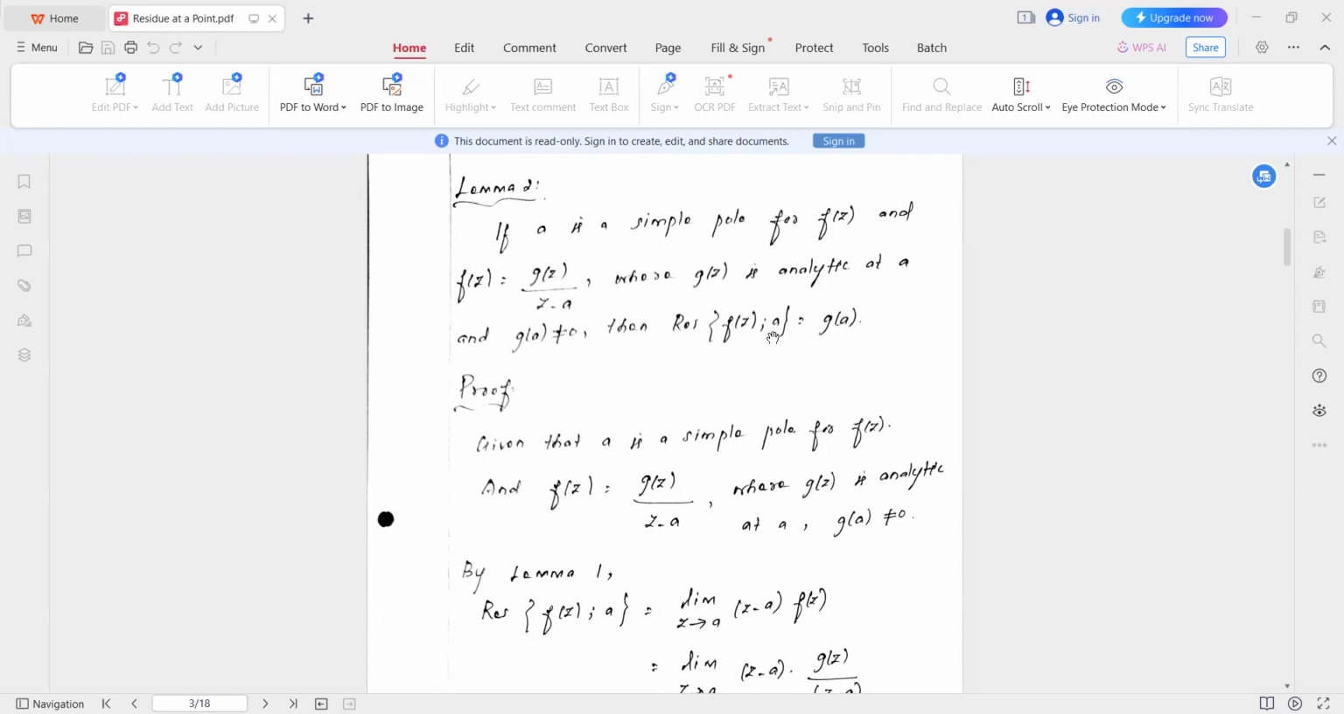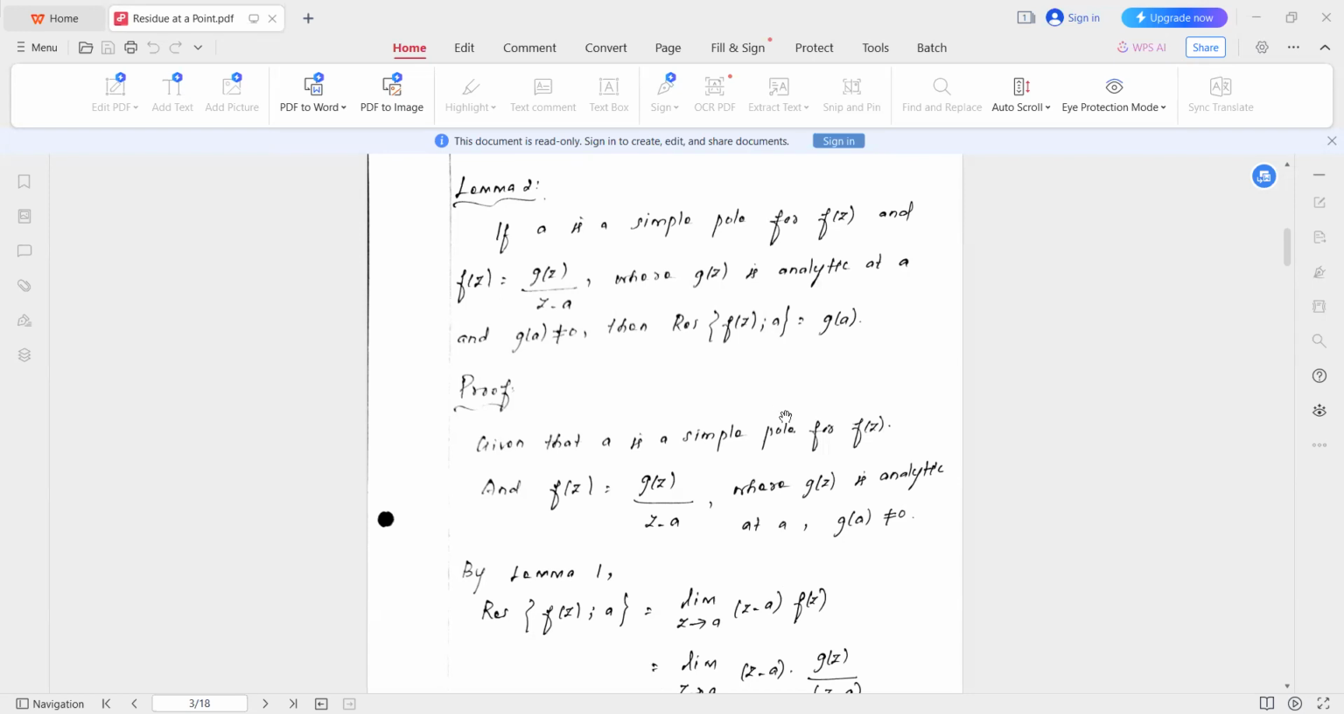If a is a simple pole for f of z and f of z can be written as g of z by z minus a, where g of z should be analytic at a and g of a not equal to 0, then the residue of f of z at the point a is nothing but g of a. It's a very simple formula, and easy to apply.